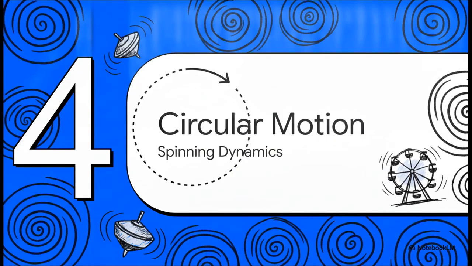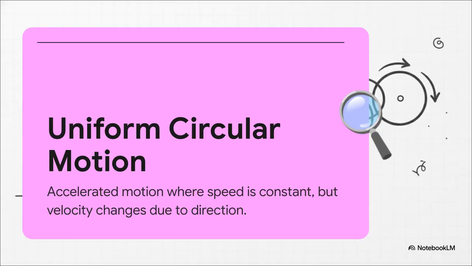Section 4. Uniform circular motion, spinning dynamics. All right, pivoting to the second major concept in this chapter, we have uniform circular motion. Now, here's the catch. Even if the speed is perfectly constant, the velocity is never constant. Why? Because the object's direction is changing at every single millisecond, making it an accelerated motion.